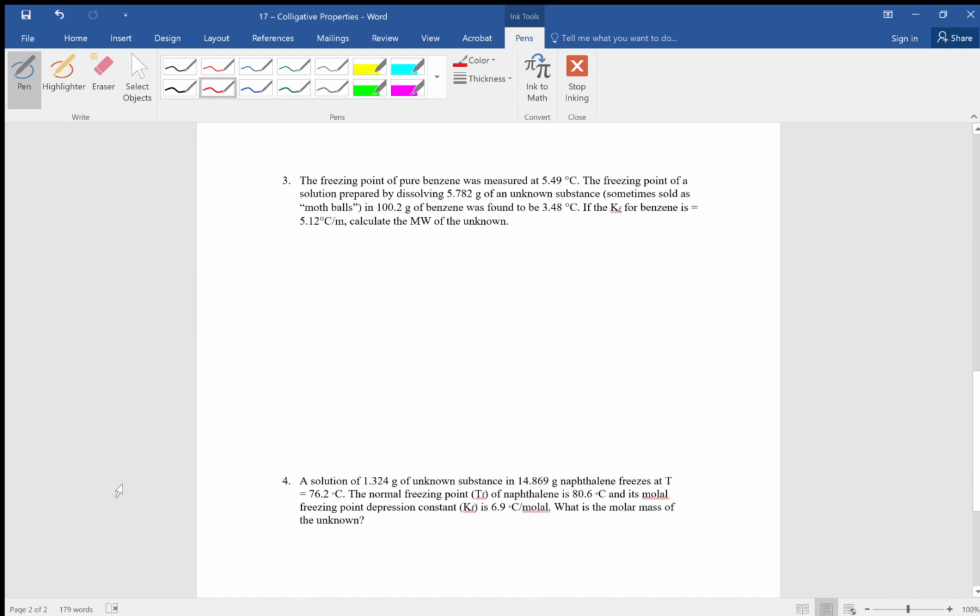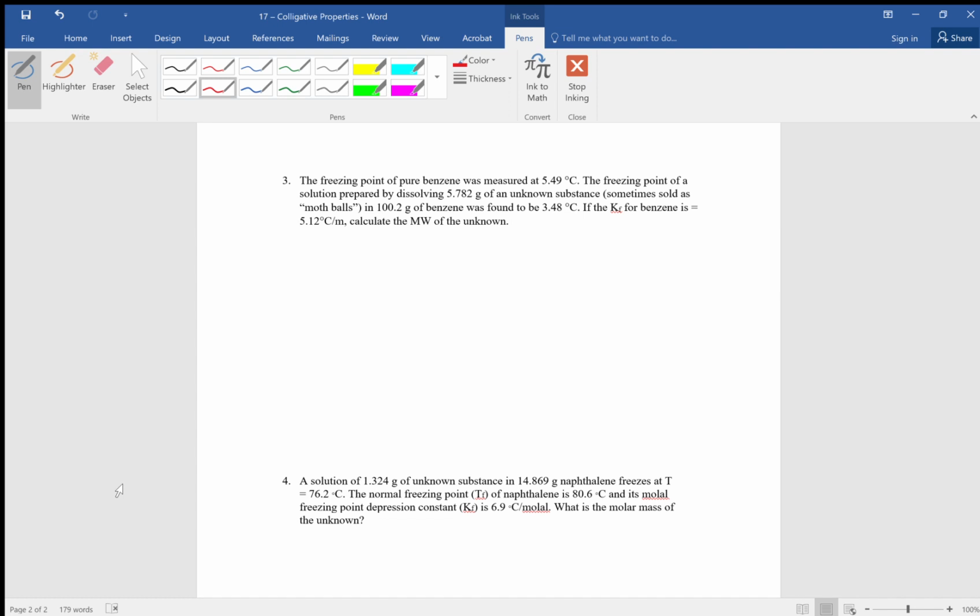All right, so our last two questions here deal with the type of situation we often use as a lab experiment. And in both of these questions, we have a solution that we've made up. We've added an unknown solute to it, and it's changed the freezing point of our solvent.